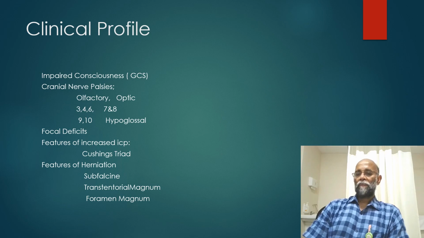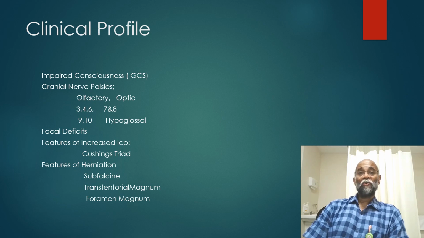The clinical profile of a head injury includes impairment of consciousness. Consciousness will be quantified by the Glasgow Coma score, which we will discuss later. There can be cranial nerve palsies. Olfactory injury will result in loss of smell and of taste because the aroma of food contributes 80% to the flavor of food. Optic nerve injuries might result in blindness or in a field loss. Third, fourth, and sixth nerve injuries will result in diplopia. Third will also produce a dilatation of the pupil.